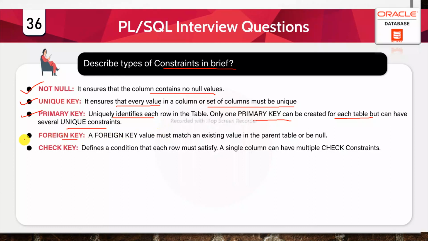Then foreign key. So the foreign key value must match an existing value in the parent table or be null. Next we have check constraint. So it defines a condition that each row must satisfy. A single column can have multiple check constraints.